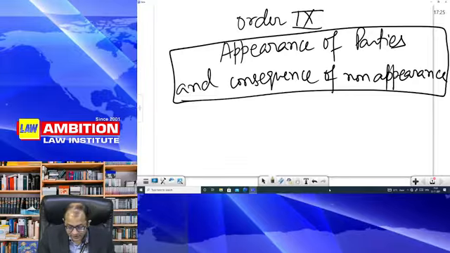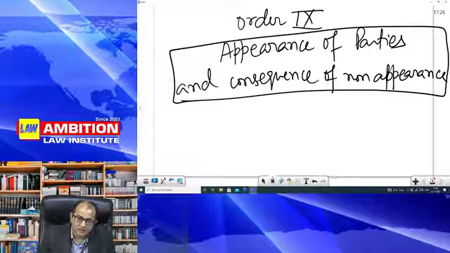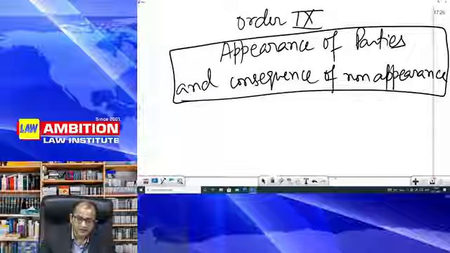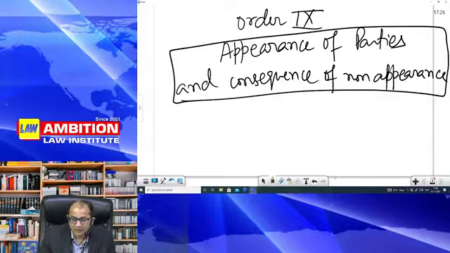So if one party appears, another does not appear, or if both do not appear, what should be done? There can be an ex parte order, that is, without the presence of the parties. There can be an ex parte decree, where the defendant is not present, and I can pass a decree against him.